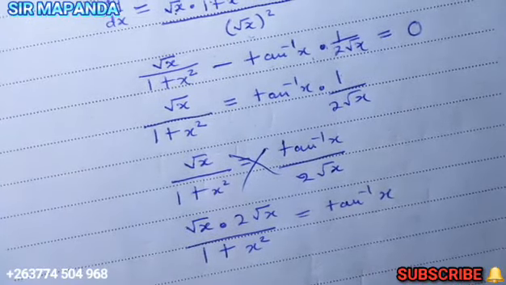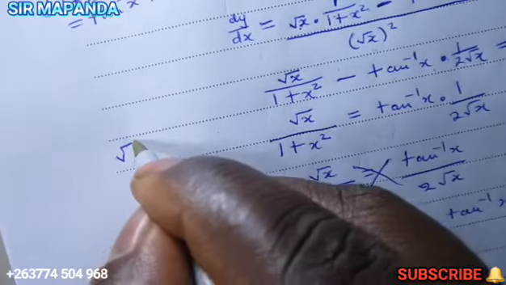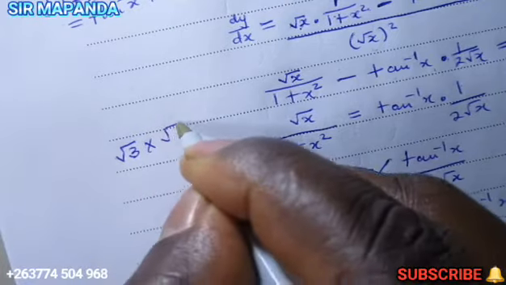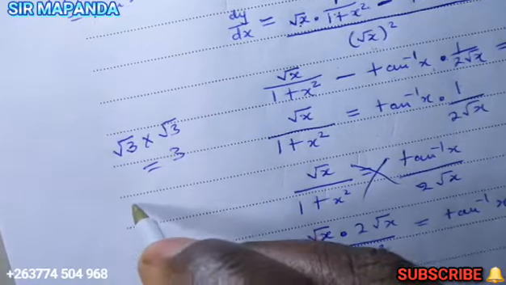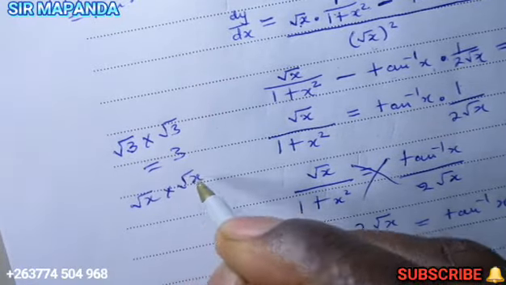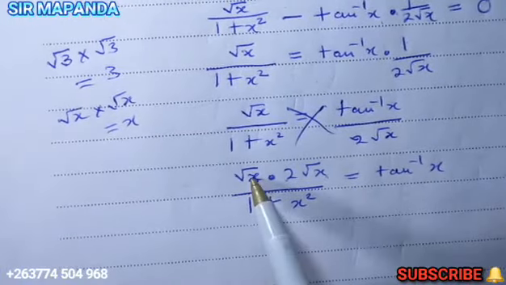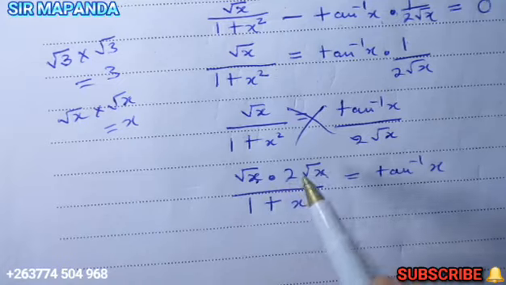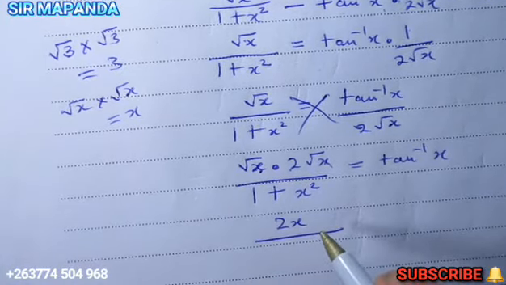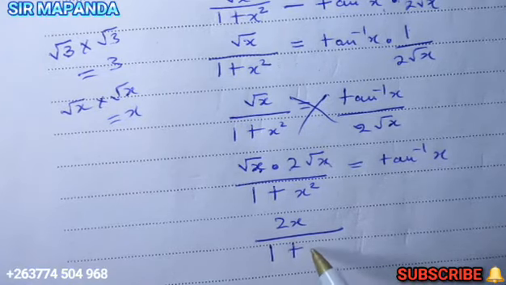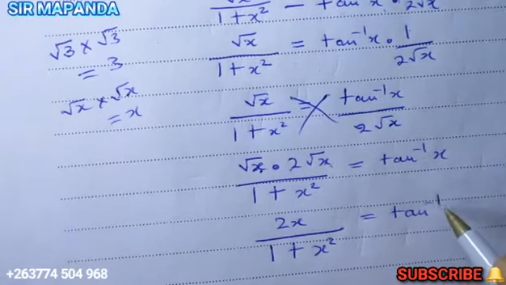So applying the laws of surds, if you multiply common surds, take for instance root 3 times root 3, you get 3 as your answer. So if I multiply root x times root x, I'm going to get x as my answer. So root x times root x, you get x. x times 2 means you now have 2x on your numerator. Divide this by 1 plus x squared. Equate it to arctan of x.